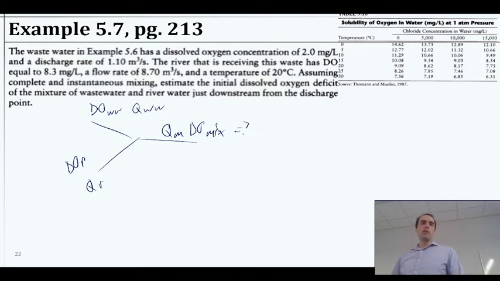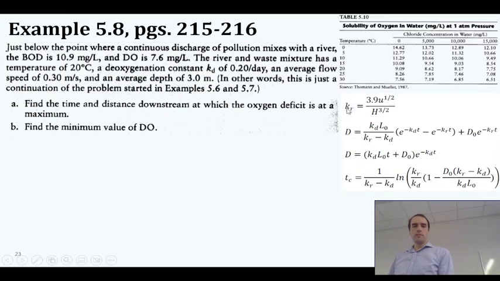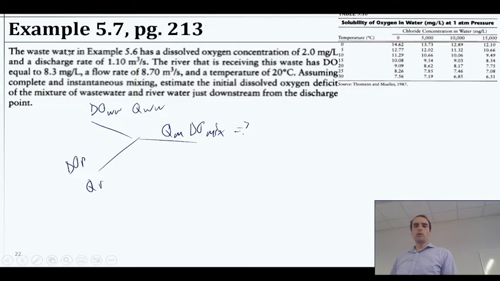This is a two-part problem, example 5.7 in the book and example 5.8, as we see here. So we'll start with 5.7. It says the wastewater in example 5.6, so a previous problem, has some information on it.